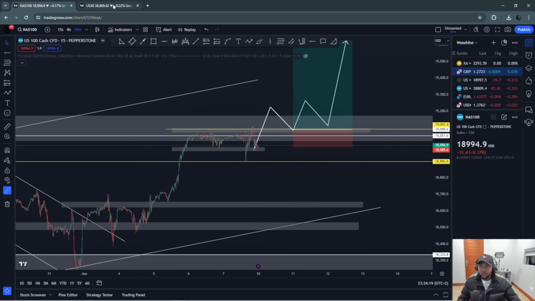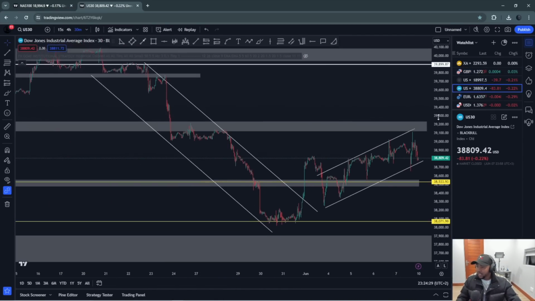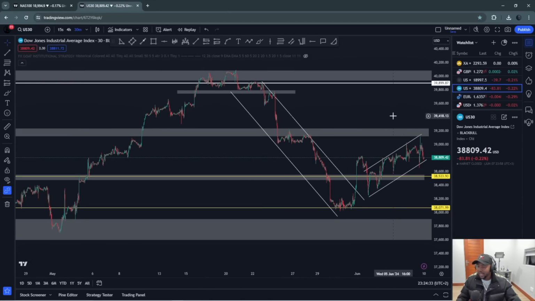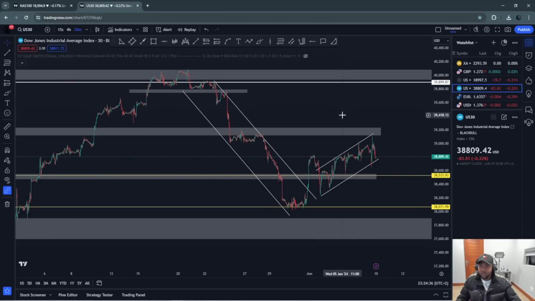Now let me go to US30. So guys, this is our US30. Obviously US30 has been playing around. I just simply analyzed US30. I literally did not trade US30 last week. And also guys, I don't always like to trade on NFP week, because last week was NFP week.